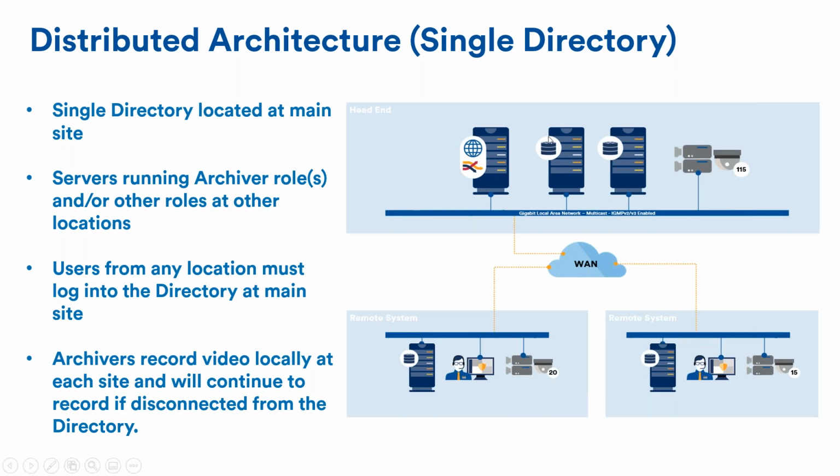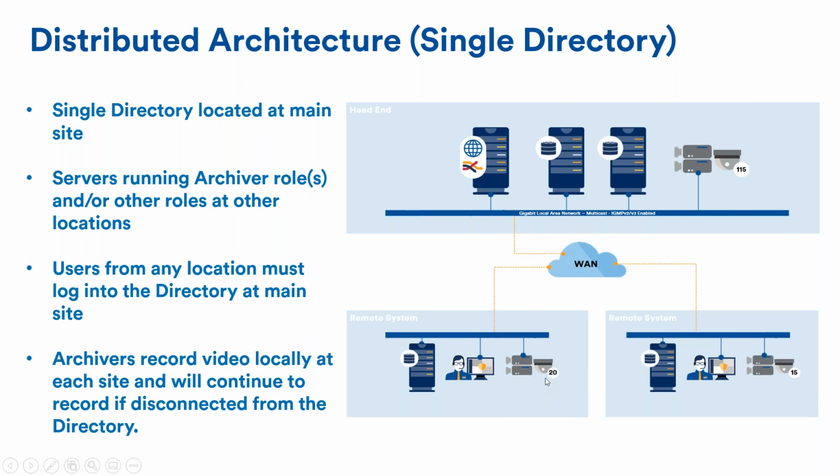Okay, so the archiver roles at the head end are managing the head end cameras, but then we have remote sites as well connected through the network. And those remote sites are just running the archivers that are managing the local cameras. So in a distributed architecture, the clients or the operators all have to connect to the directory at the head end, okay? And all the video, however, is recorded locally.